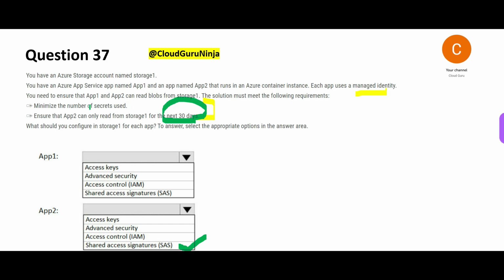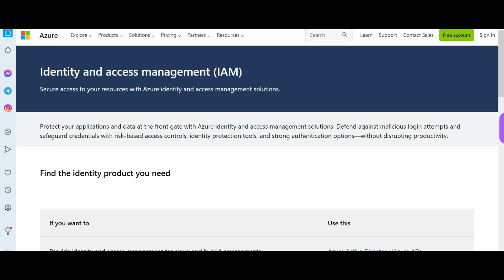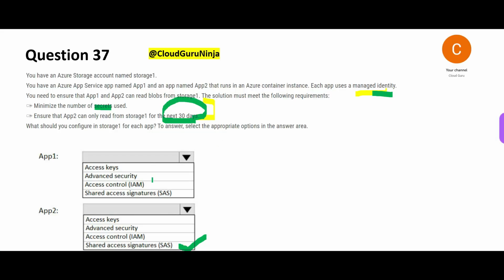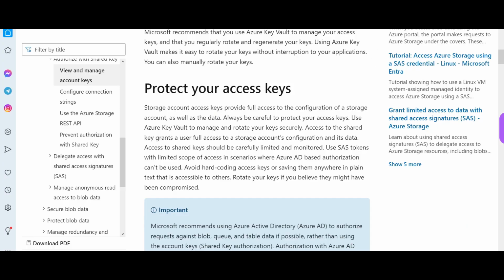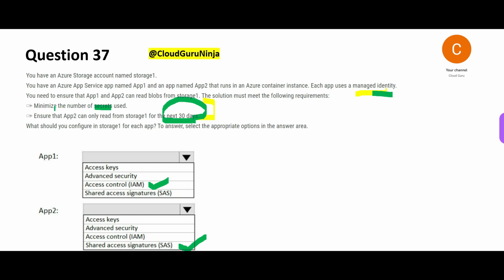Plus, you also have to minimize the number of secrets. Now, if you are using managed identities, you need IAM. So you have to use identity and access management. That is the access control piece here. See, we are not using access keys because you have to rotate your keys regularly as a best practice. And the question is saying you have to minimize the number of secrets used.